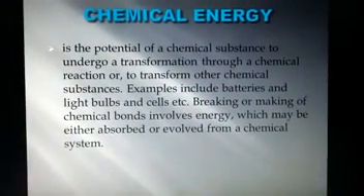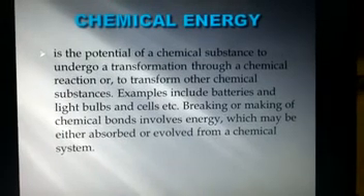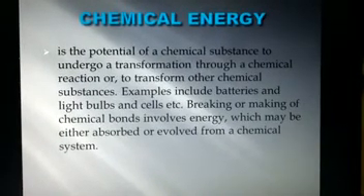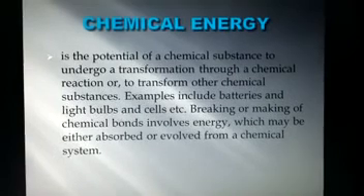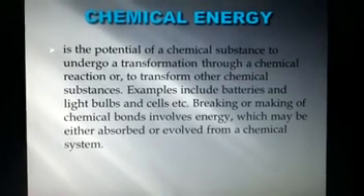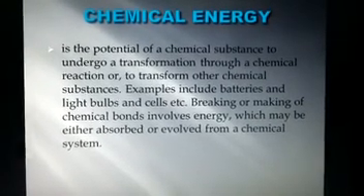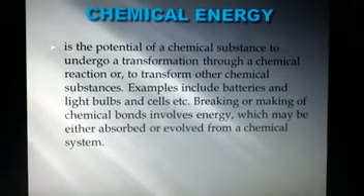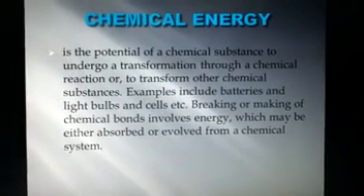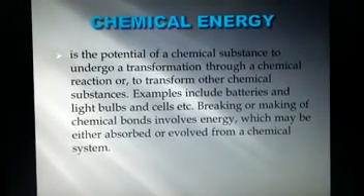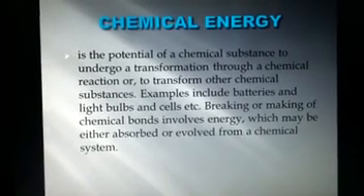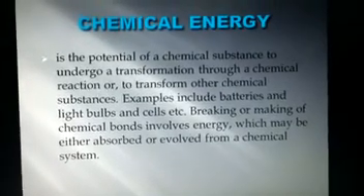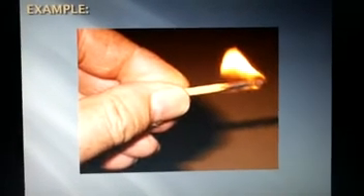Next is chemical energy. This is the potential of a chemical substance to undergo a transformation through a chemical reaction or to transform other chemical substances. Examples include batteries and light bulbs and cells, etc. Breaking or making of chemical bonds involves energy, which may be either absorbed or evolved from a chemical system. So this is an example.